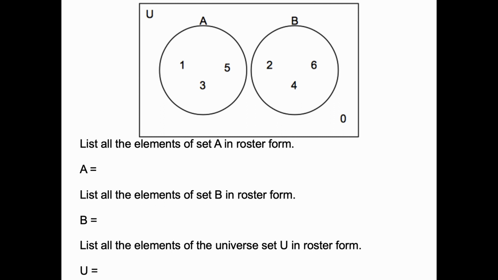Take a look at this Venn diagram. U stands for the universe set. List all the elements of each set in roster form. Elements of set B are 2, 4, and 6. The universe set contains everything in the problem.